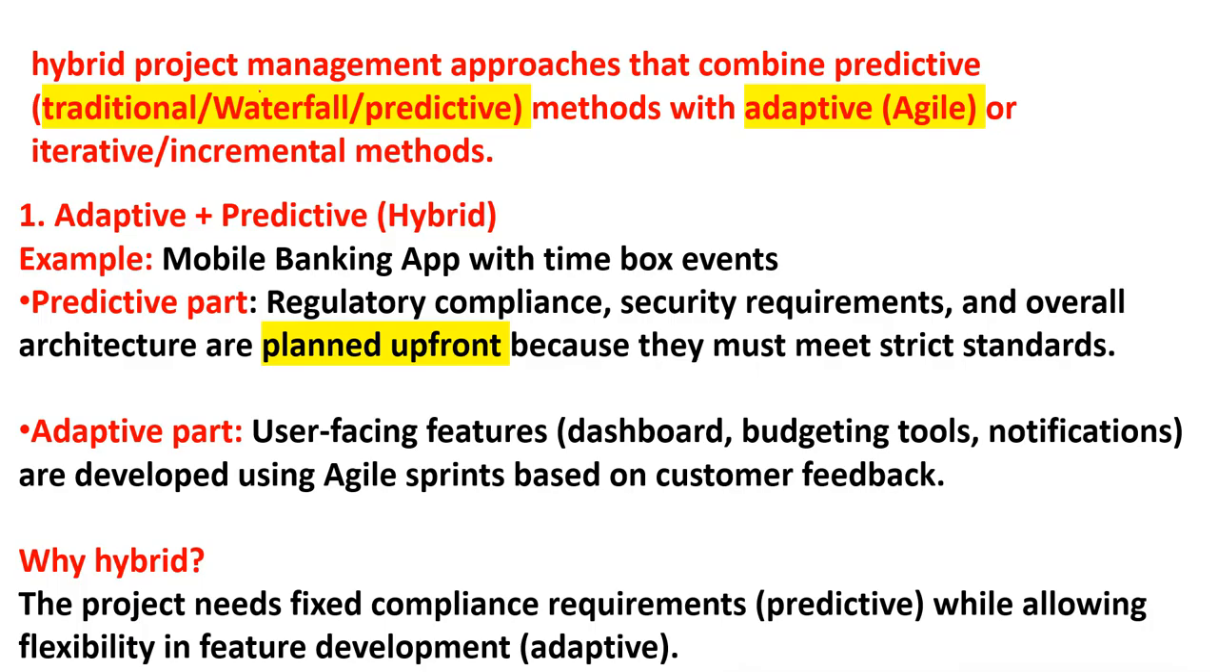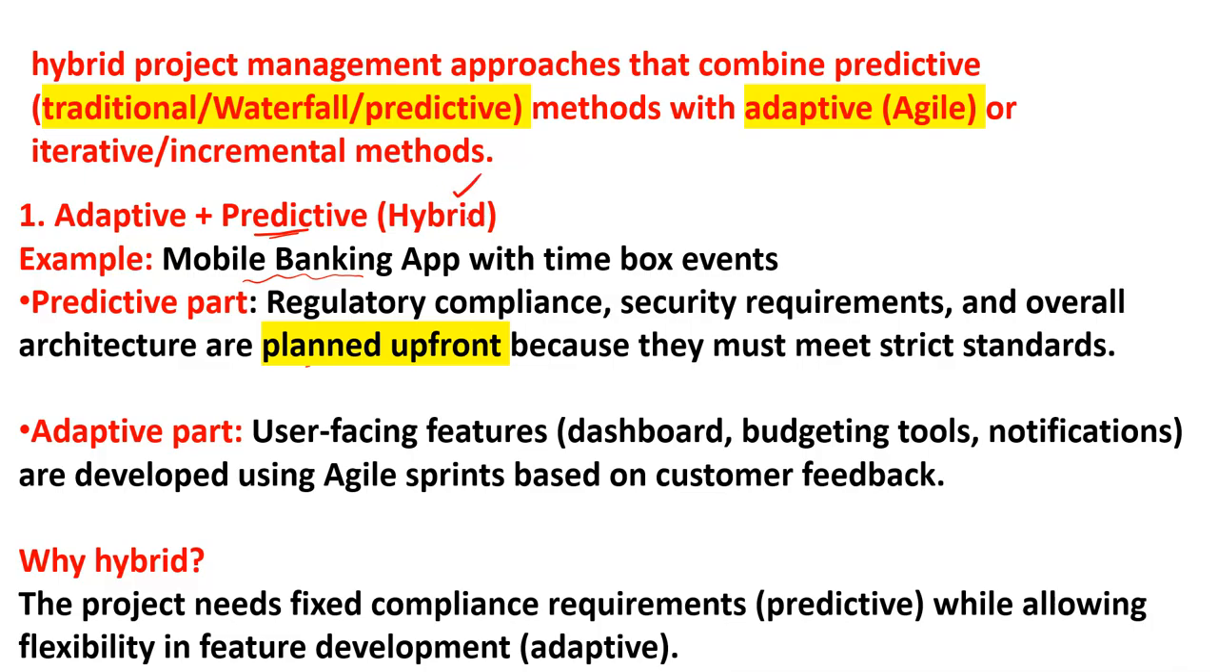So hybrid project, here is the predictive part. Predictive means the scope is clear upfront. Adaptive means agile. Example is a mobile banking app with time-box events, right? This is the simple wording, but in the exam you will see a big scenario consisting of 4 or 5 lines. If you see the word time box, and you see regulatory compliance, security requirements, overall architecture planned upfront, you have to select the hybrid.